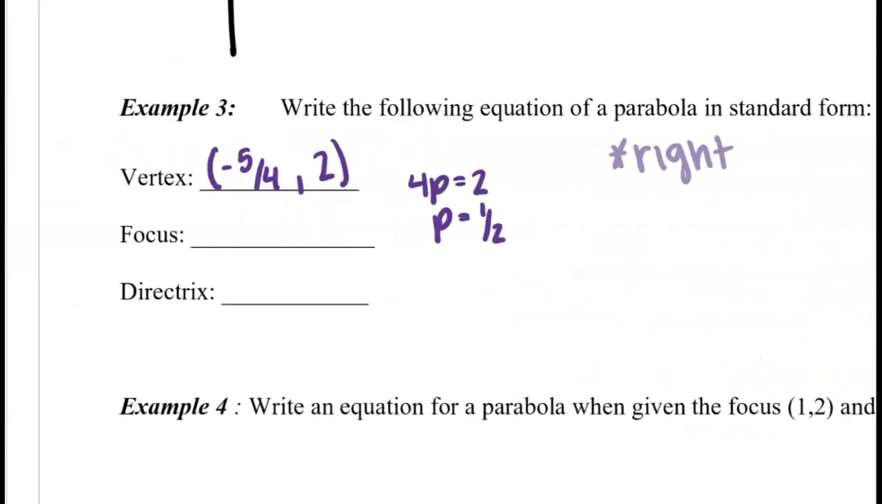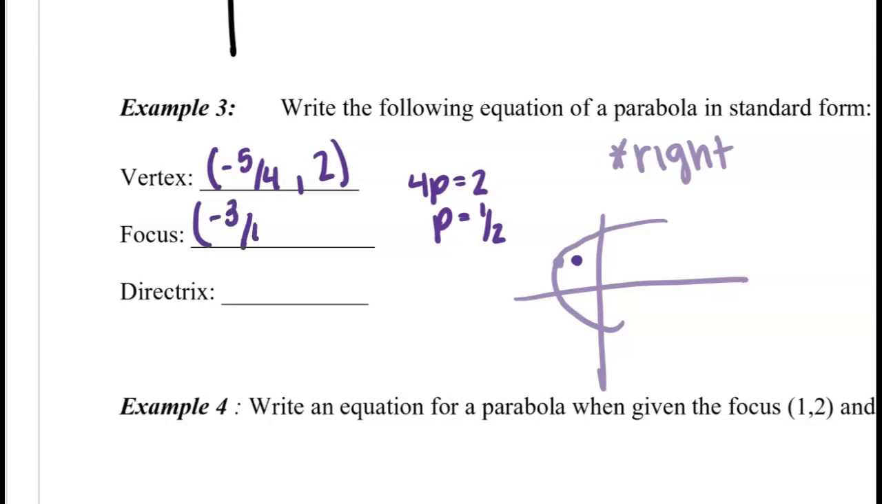So my focus is a distance of 1/2 inside. You could try to plot this. Negative 5/4, 2. I'm opening this way. So my focus is 1/2 a distance away here. From my x value, I'm going to add 1/2. So I have negative 3/4, comma 2. My directrix is a vertical line this way, and I'm moving a distance of 1/2 to the left. So negative 5/4, take away a half. I've got x equals negative 7/4.